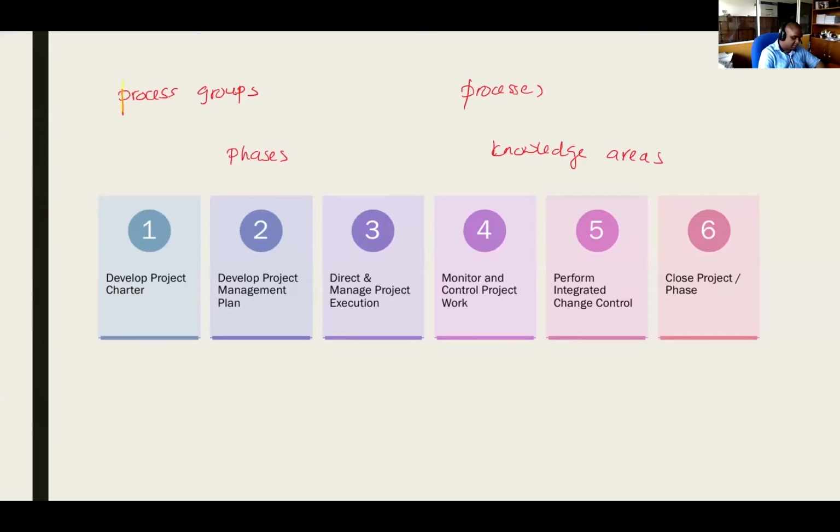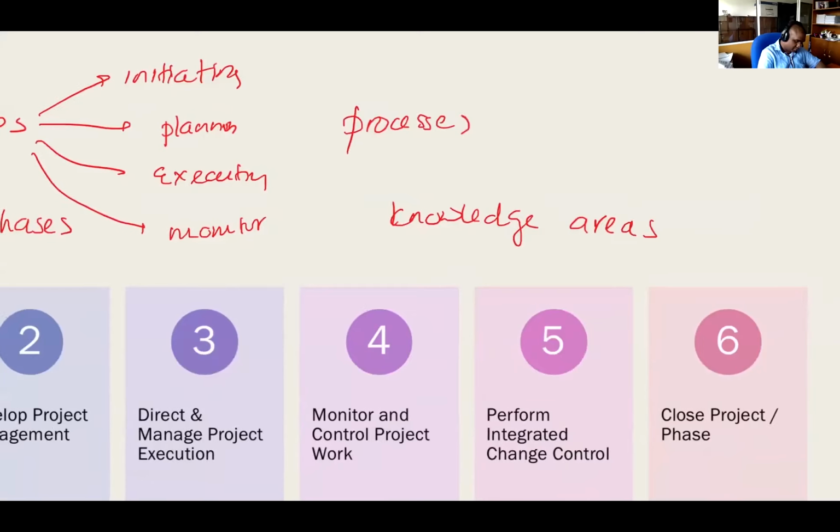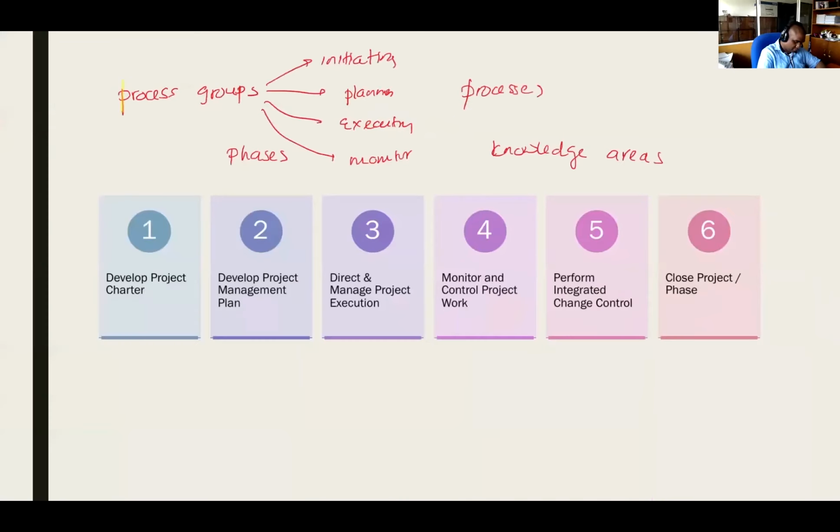Process groups: there are 5 process groups: initiating, planning, executing, monitoring and controlling, closing. Process groups, the number is 5.